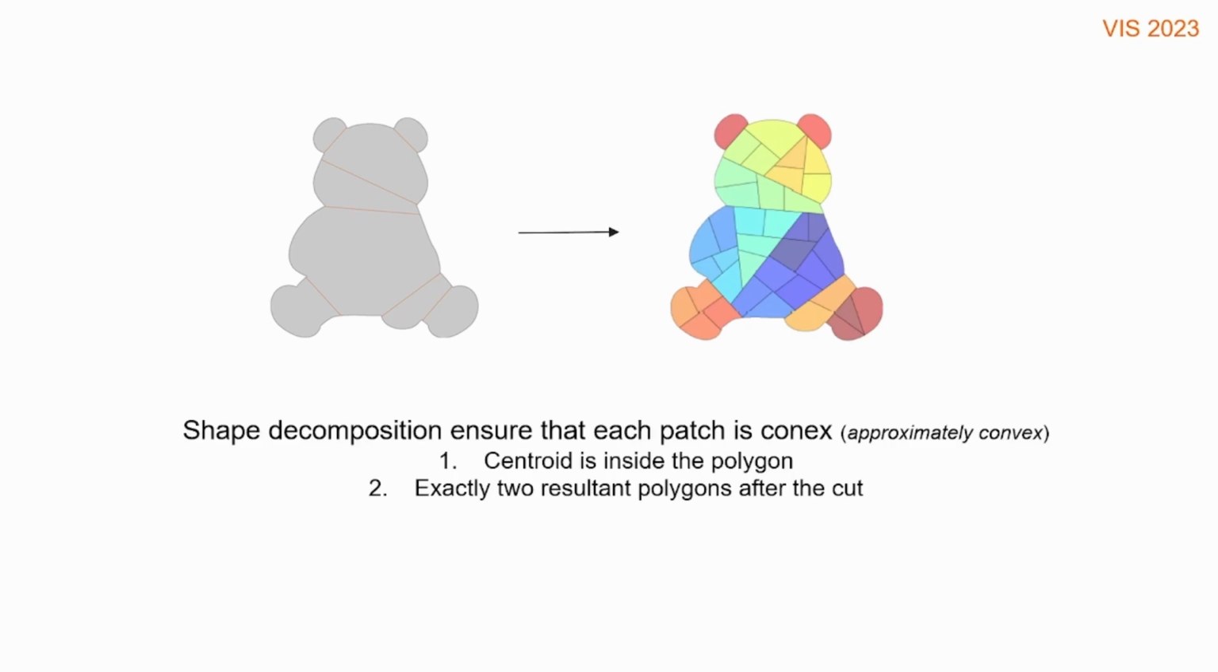However, two things need to be noticed. One, because each patch is convex, the centroid is inside the patch. Two, convexity guarantees that there are two and only two parts after the cut. If we don't run shape decomposition prior to our algorithm, like in the case of the letter C, our slicing algorithm will not work.